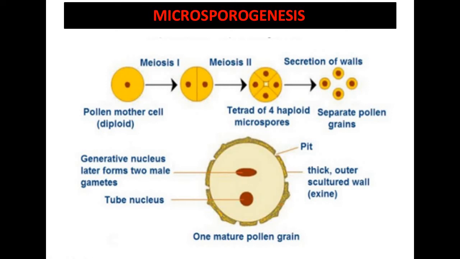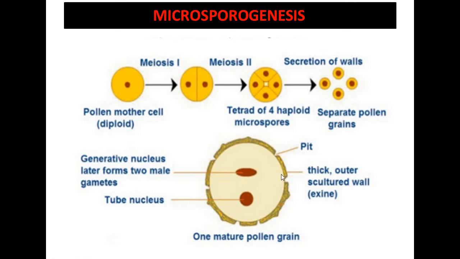The exine is made up of sporopollenin, which is one of the hardest materials, and it is not degraded by any enzyme. There is no effect of strong acid, alkali or high temperature on this sporopollenin. That's why the pollen grains can be preserved as a fossil because of the presence of sporopollenin.